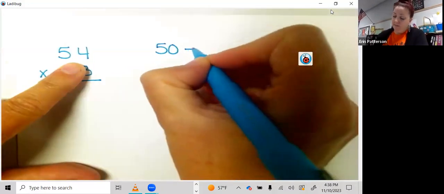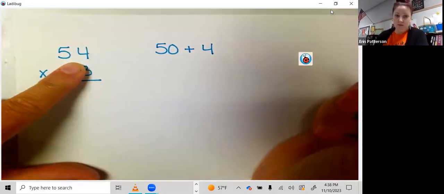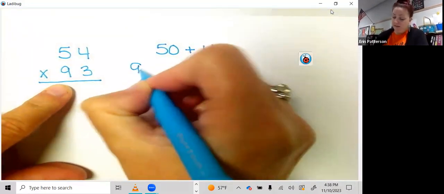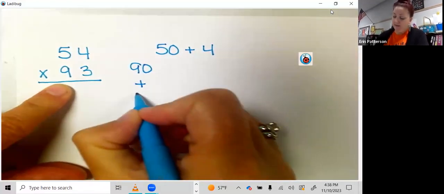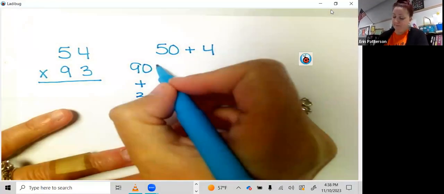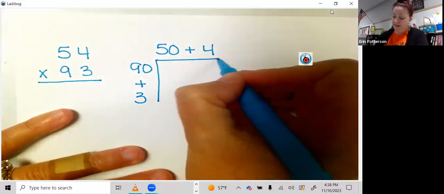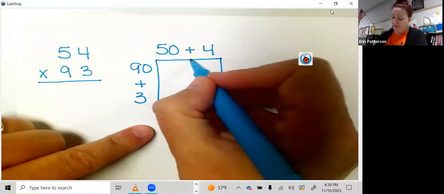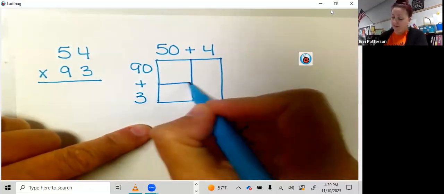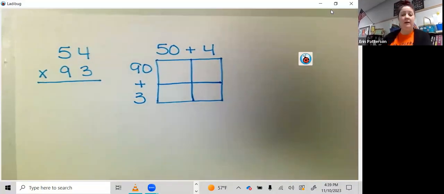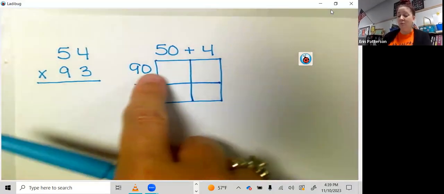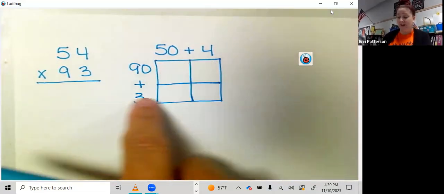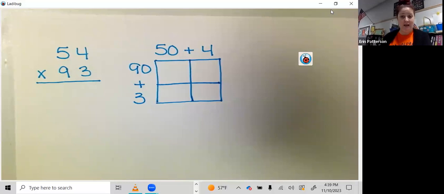50 plus 4, 90 plus 3. That's breaking it down into its expanded form. Now I've drawn it. Okay, see if you can write your multiplication facts that would be represented in each box. Your over and up. Pause.